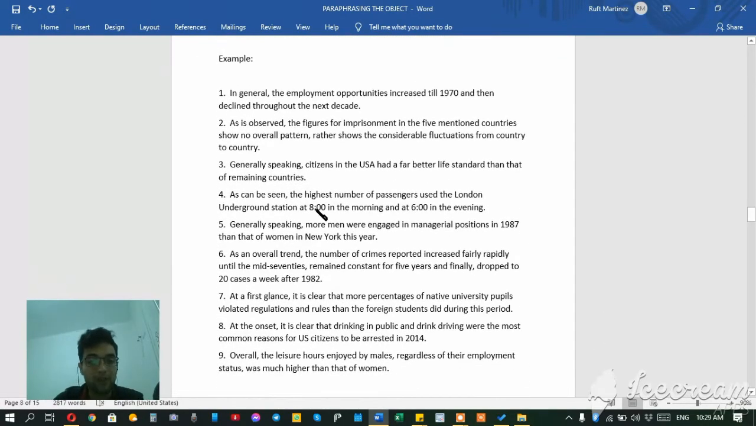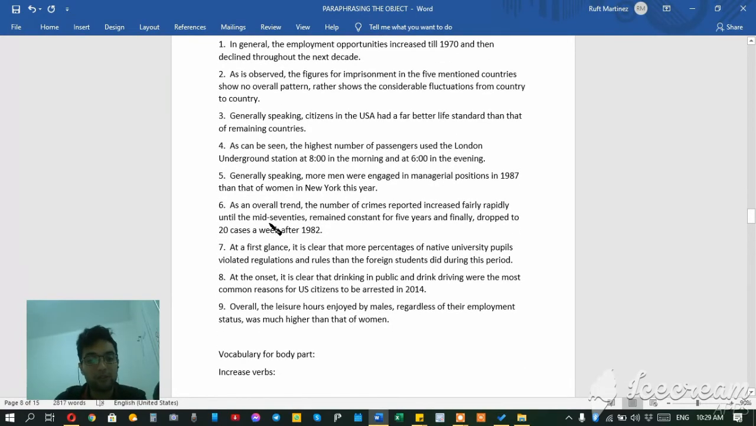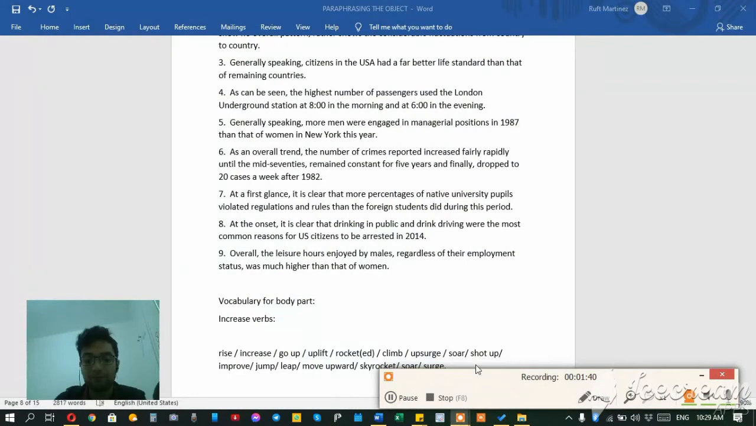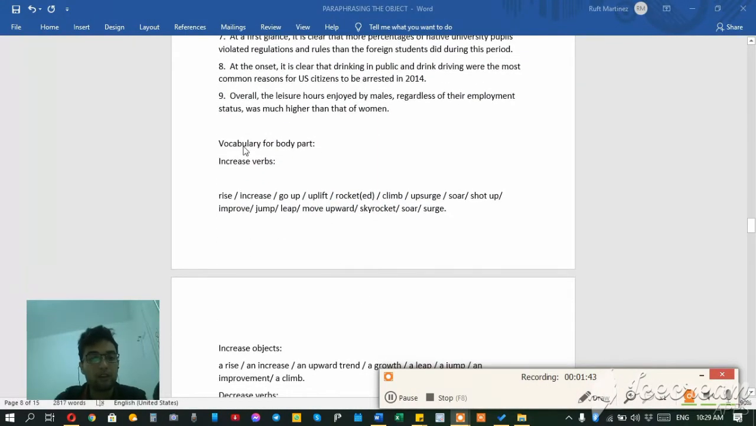And here are some examples for all of it. Check out these examples, read them all one by one, okay? And just know how to use them. Also, we have vocabulary for the body paragraphs. This is also something that we will discuss in detail when we learn line graph. But for now, also check out these ones and learn them.